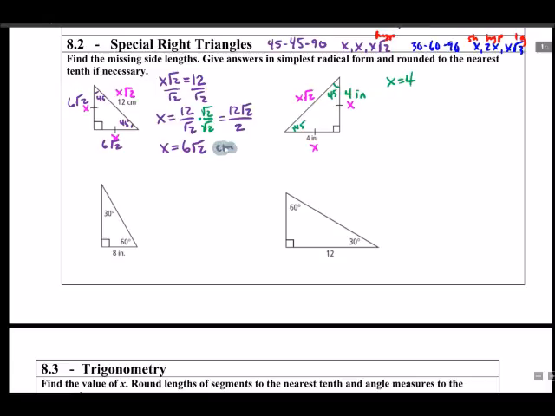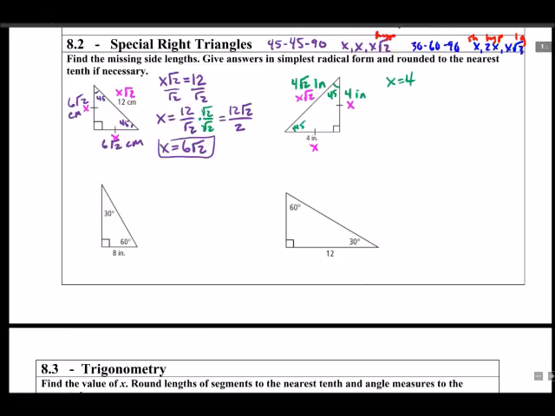X is not 6 root 2 centimeters. X is 6 root 2. So our sides are 6 root 2 centimeters because they are x long. All right, so x equals 4 over here. So that one is 4 inches. And then we just substitute in x. This is 4 times the square root of 2 inches. Yay! Those are the easy ones. This is a shortcut. That's why we do this.